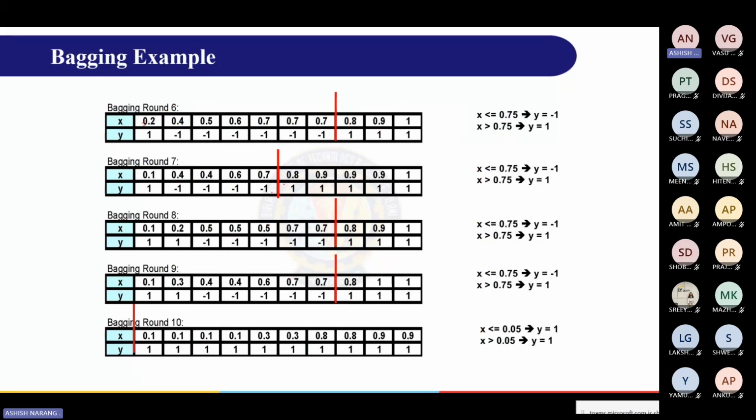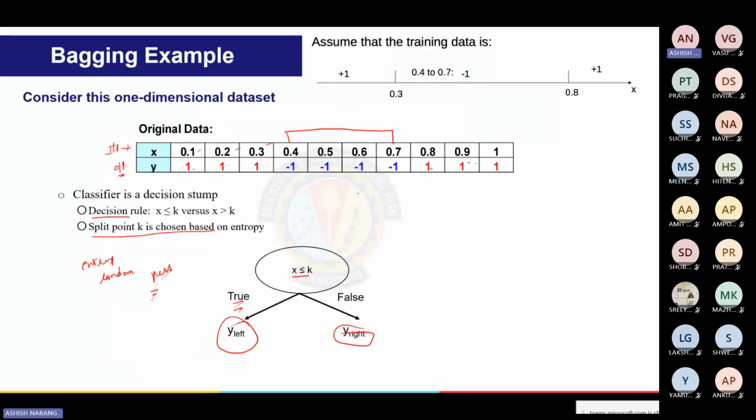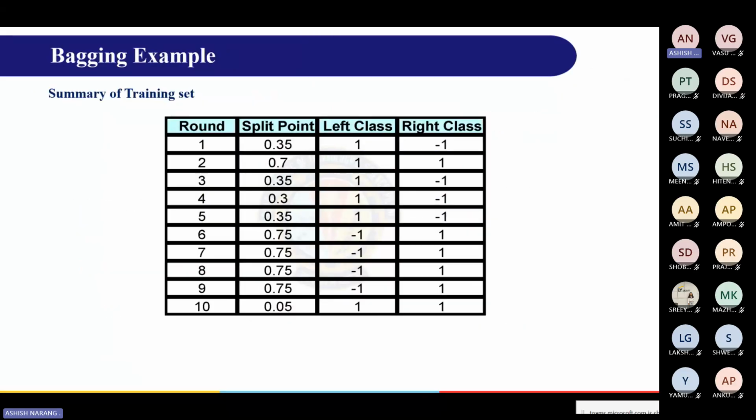So now you see each classifier is learning something, some threshold value, below which there is either a +1 or -1, or above which, depending on what kind of things we are doing. If you look at bagging round 10, it has picked up all 1s. So it is simply saying x less than 0.05, y is 1, greater than 0.05, y is 1. But with respect to the original data set, you can see there are -1s in between. So by training these different ones, we are getting this.